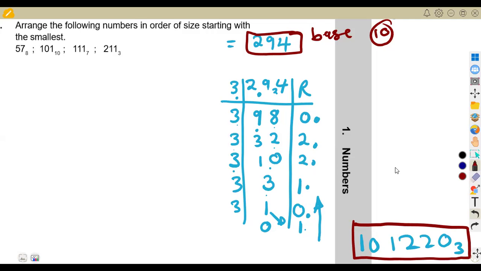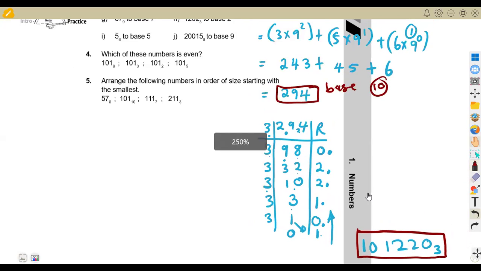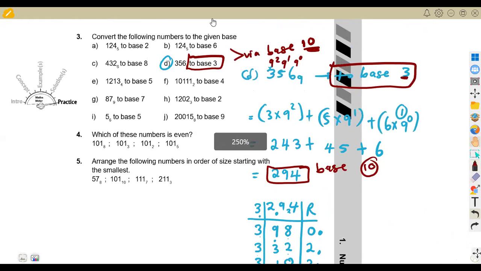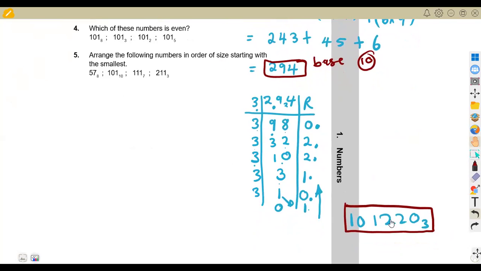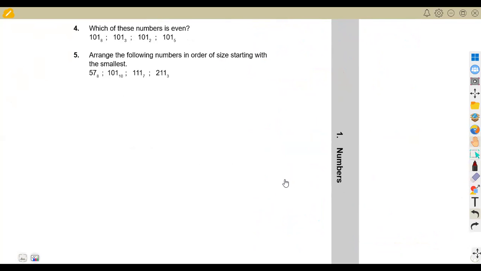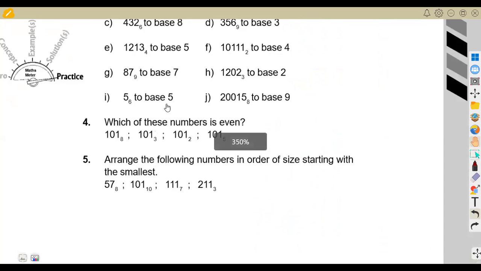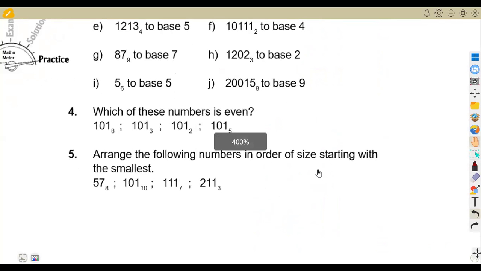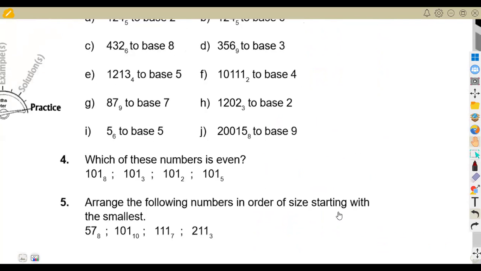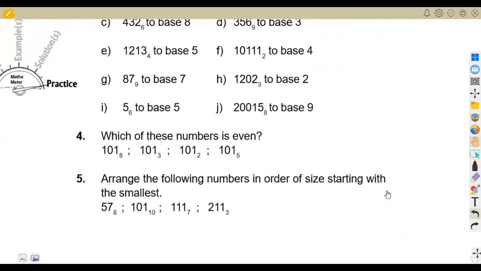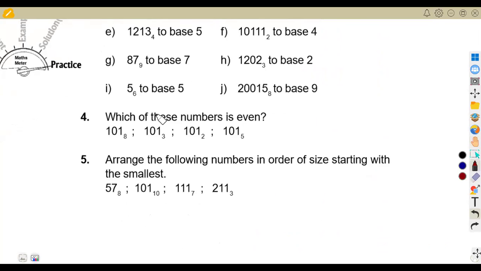So that is the conversion part. We have to follow these steps from the given base to base 10, and from base 10 to the required base. What is the required base? It could be base 3, base 9, or base 5, whatever you are given. So these are the questions. I want you to try them. There are so many questions you can consider, but that is how you convert.